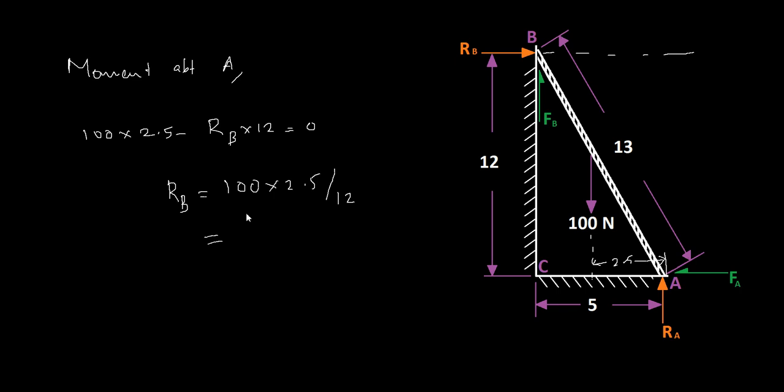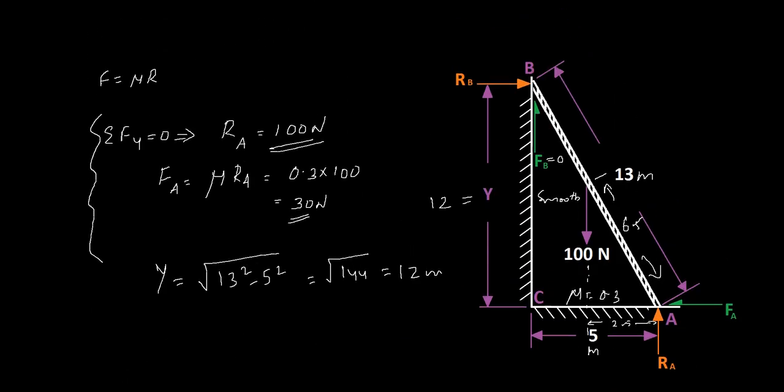I'm just using my calculator here. You have 20.833. So for the equilibrium, the Rb in this case will be 20.833 Newton, and we know the maximum force available at Fa. We have calculated that using the force system, that is 30 Newton. Fa is 30 Newton, and that is the force opposing the Rb. So as long as Rb is less than 30 Newton, this system will be in equilibrium.